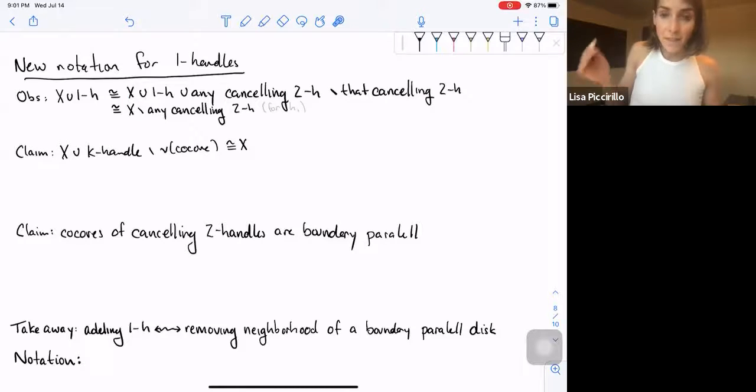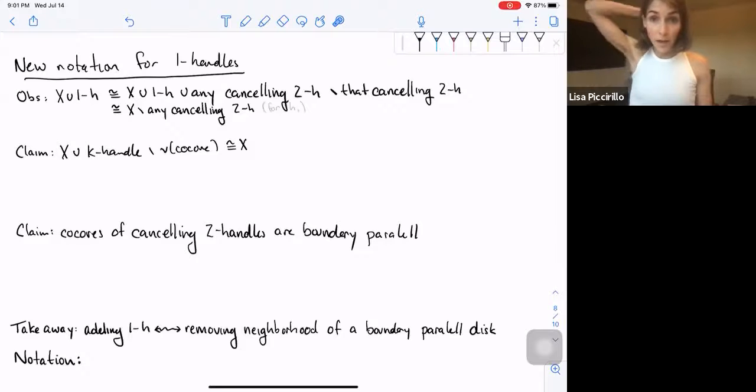And now we can apply the lemma from last time to say that X union a 1 handle union a canceling 2 handle, that's just X again. So what we observe is that X union a 1 handle is the same thing as X remove, where you need to remove some canceling 2 handle.